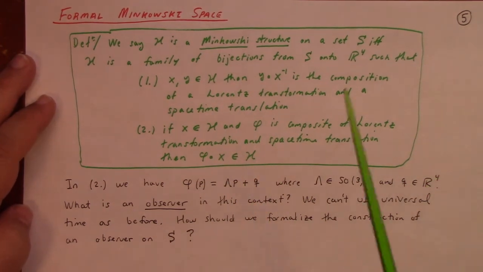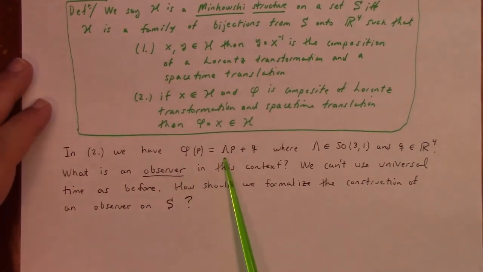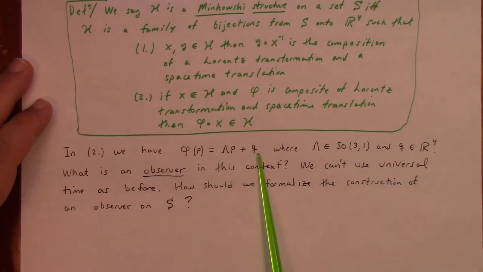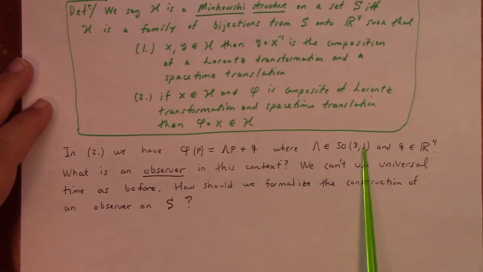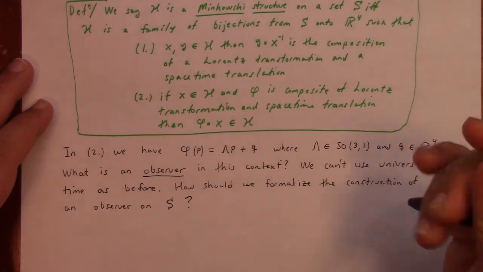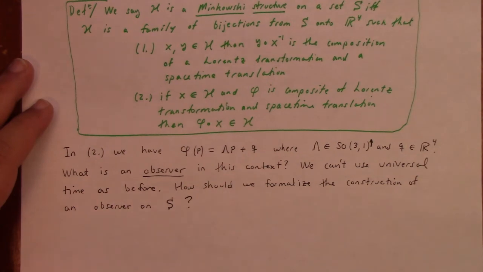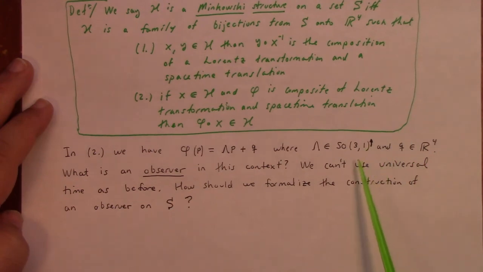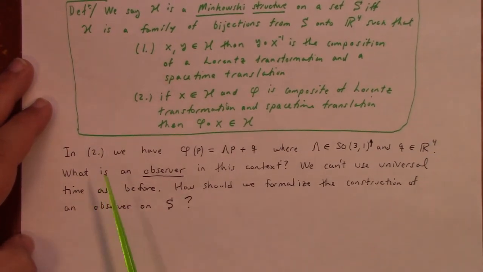So in 2, the formula I'm talking about, of course, is just phi of P is the Lorentz matrix times P plus Q, where I want to insist it's one of the, I probably should even put the upper arrow on that. I would suspect that if you dig further into this, you want to put the proper orthochronous Lorentz transformation, and Q is an element of R4. So then the question is, all right, so this is a Minkowski structure.